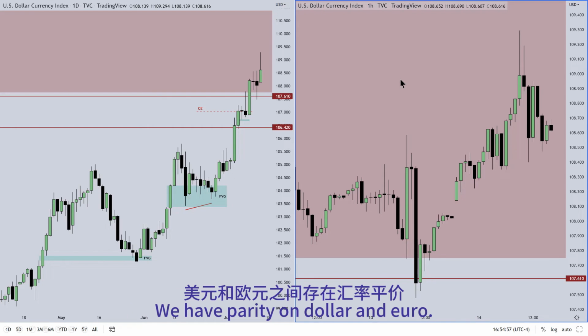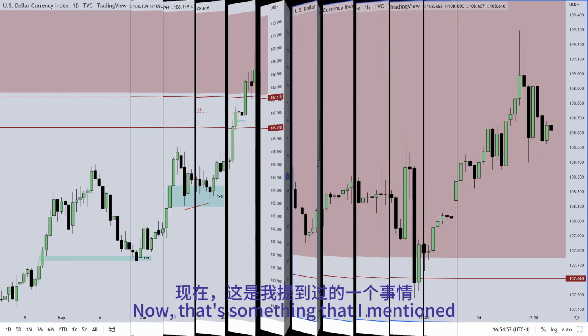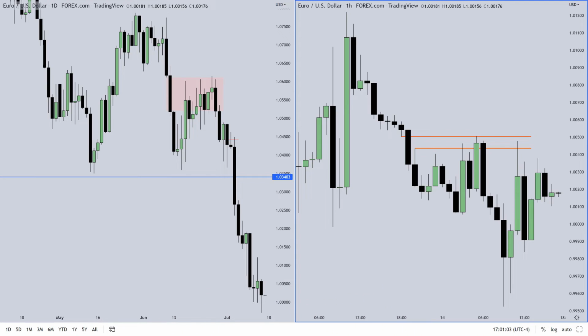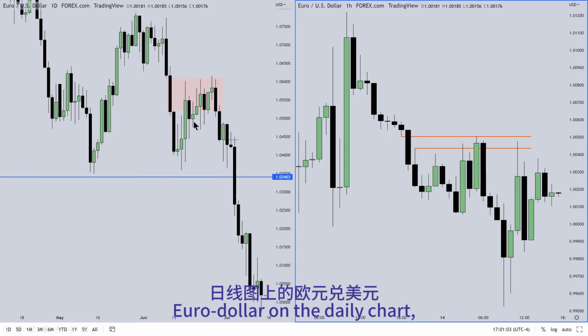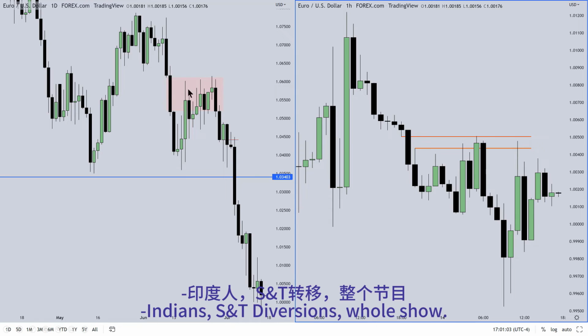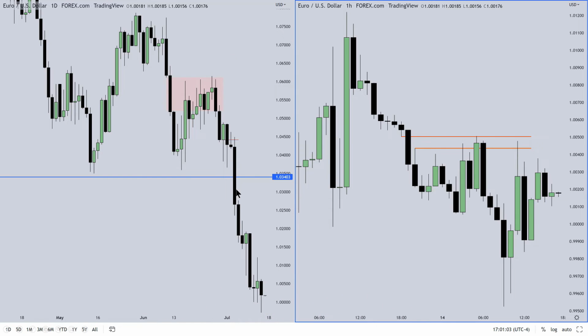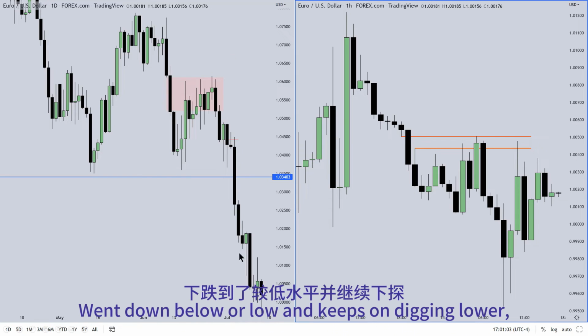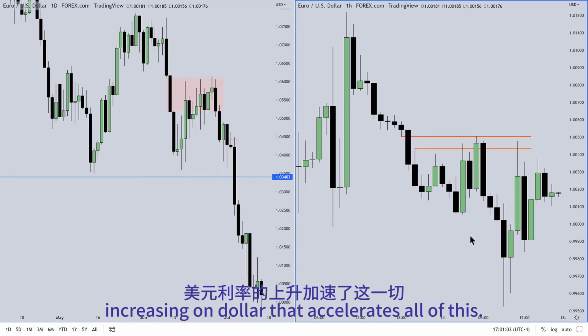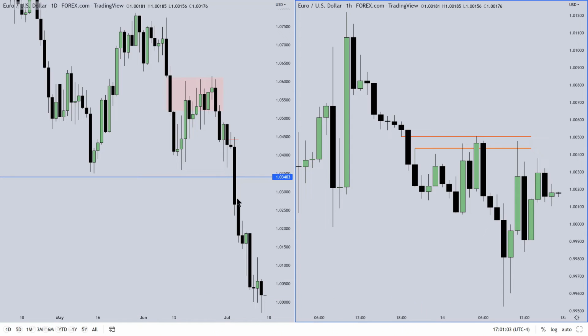We have parity on dollar and euro. That's something that I mentioned many months ago, last year and the year before that. I mentioned that eventually we would see parity on dollar versus the euro. Euro dollar on the daily chart, you can see we had that imbalance filled, the three Indians, SMT divergence, the whole show. Went down below the old low and keeps on digging lower, and that is a result of the interest rates increasing on dollar. That accelerates all of this.